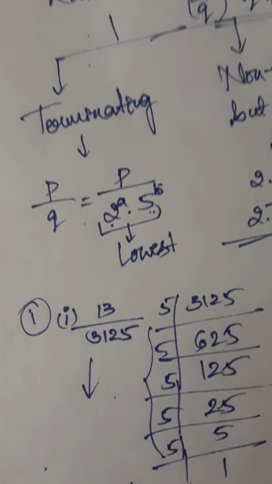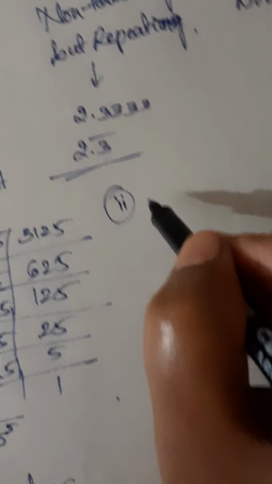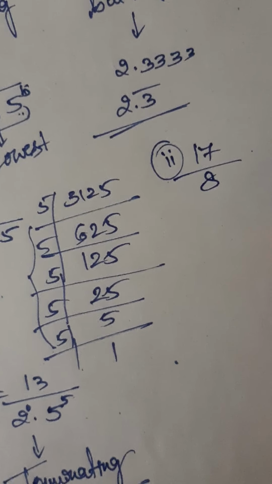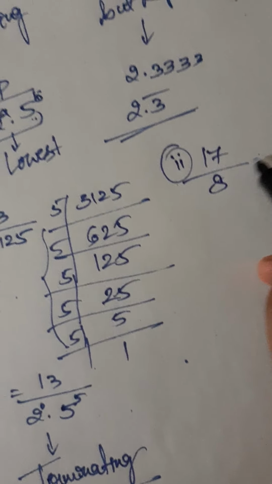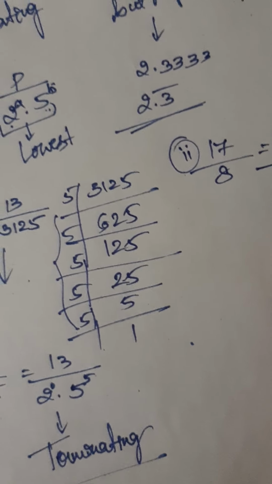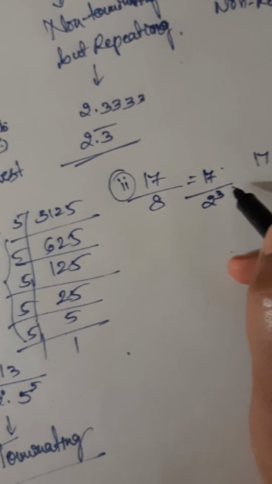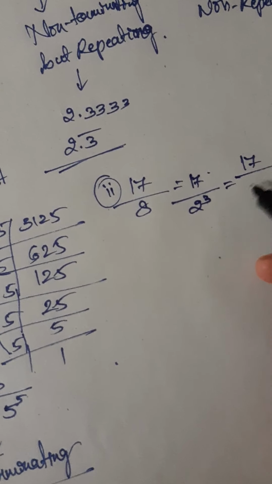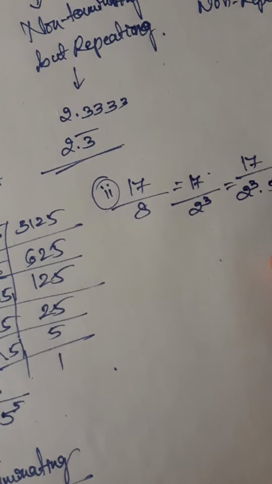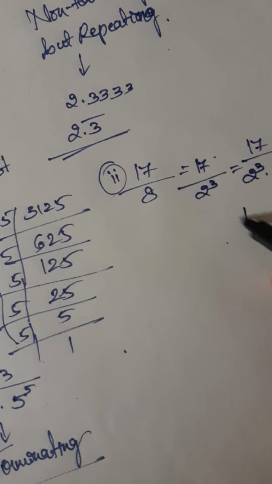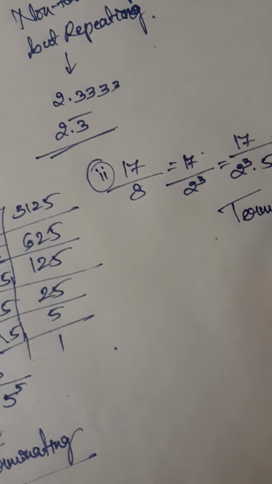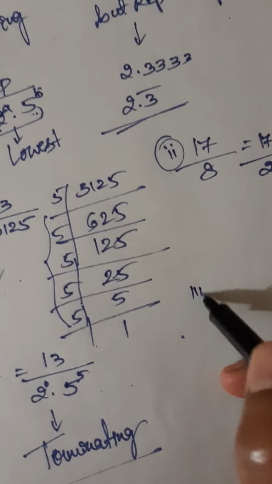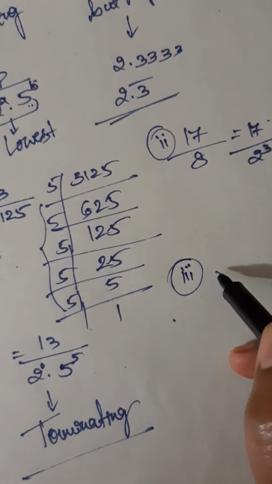Now in the same way, let's see our second one, that is 17 by 8. For this, 17 by 2 to the power 3, because 2 twos are 4, 4 twos are 8. So it is 17 by 2 to the power 3 and 5 to the power 0. Again it's also terminating. I hope you all are understanding, it's a very easy method to solve this.